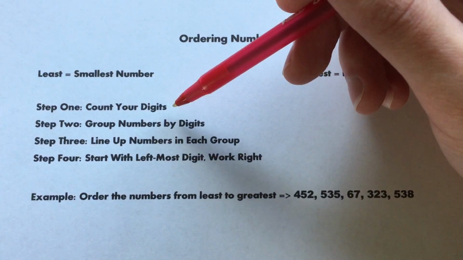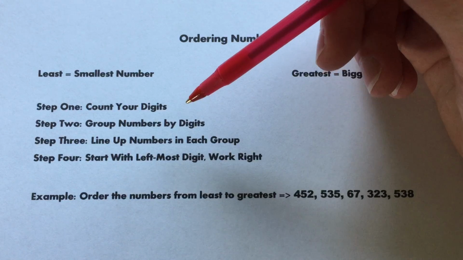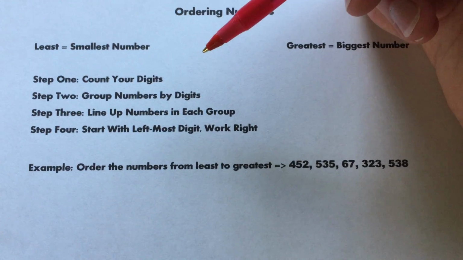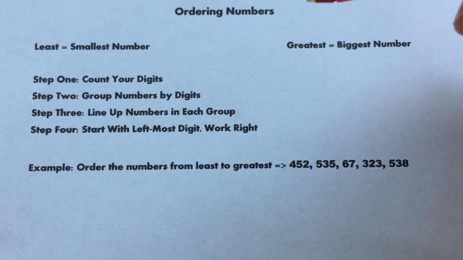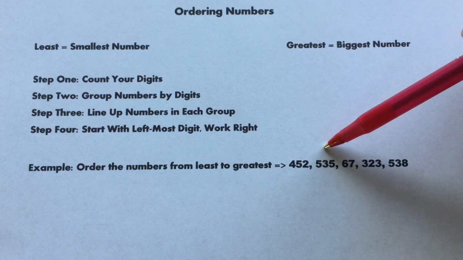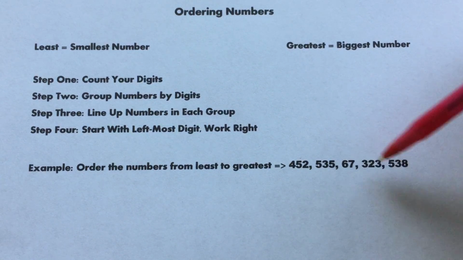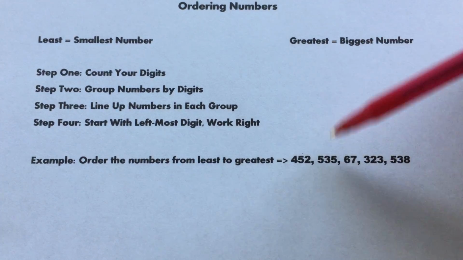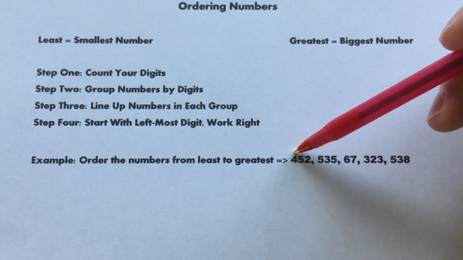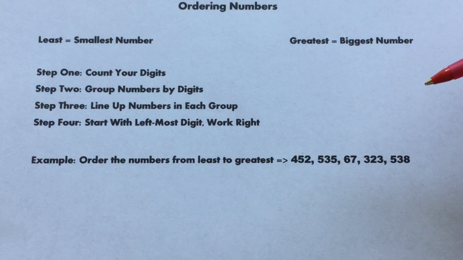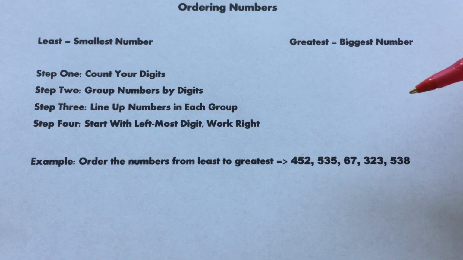So, step one, what you do is count your digits. Not your fingers. You could use your fingers, but in this case, we are going to count the number of digits, the number of individual numbers in each whole number we're using. Down here, for example, we have 452, 535, 67, 323, and 538. We're going to get to that in just a moment, but those are the numbers we're going to work with. Right off the bat, we can see 1, 2, 3 digits, 1, 2, 3 digits, 1, 2 digits. So we got a different one, then 3 and 3. So those are the digits in each one. That's what I want you to start with. Count the number of digits.